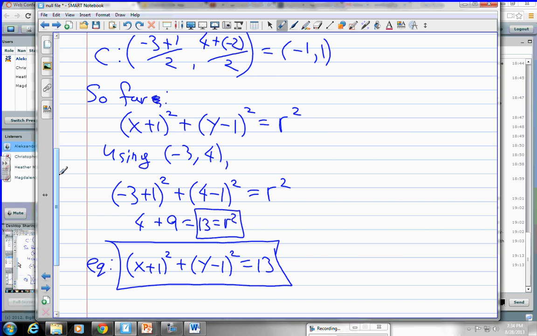Does that make sense? We'll use the distance formula. But I mean, the equation of a circle is the distance formula, so it's the same. That's exactly what the distance formula will produce.